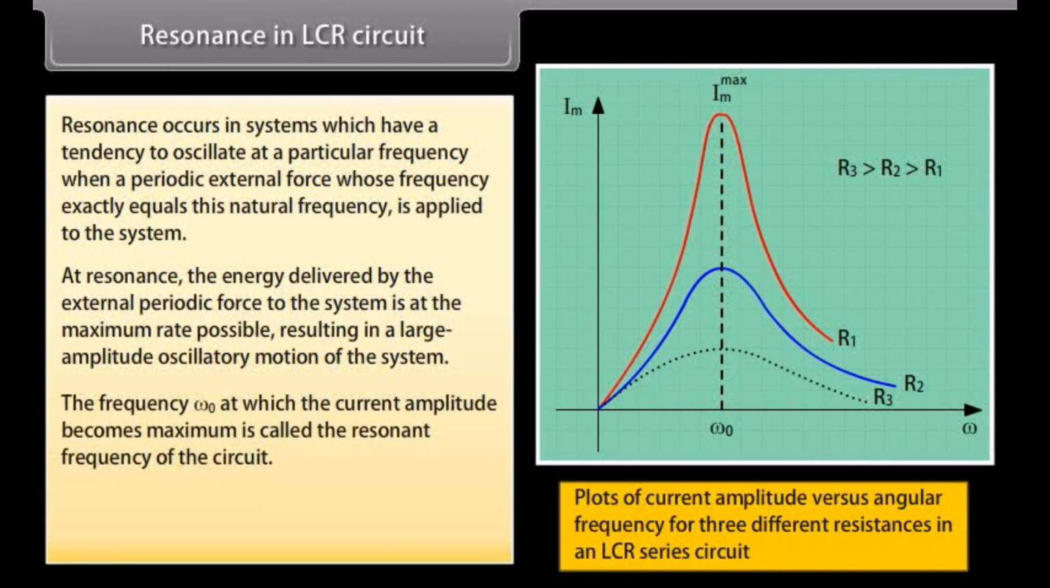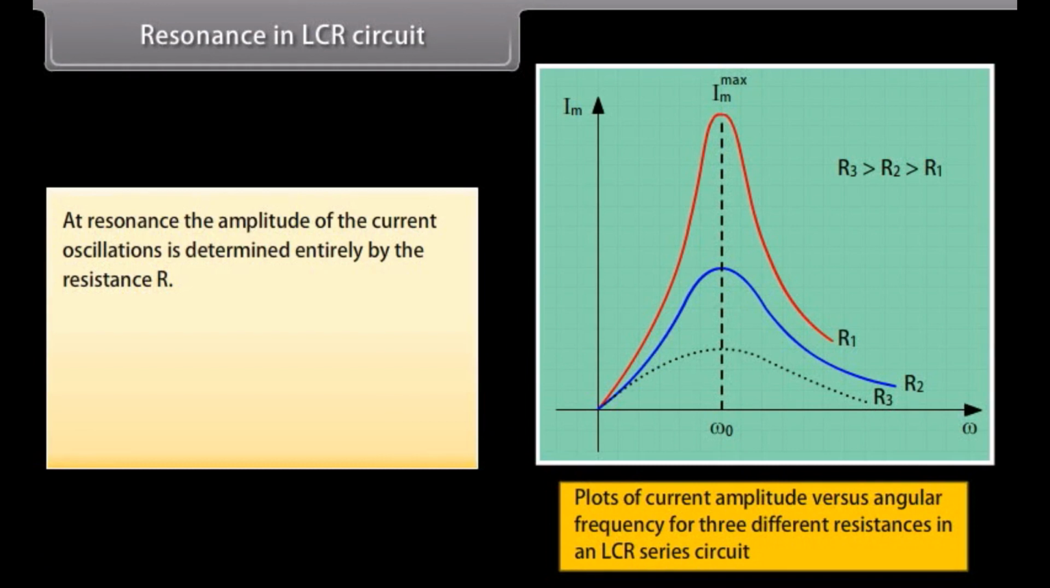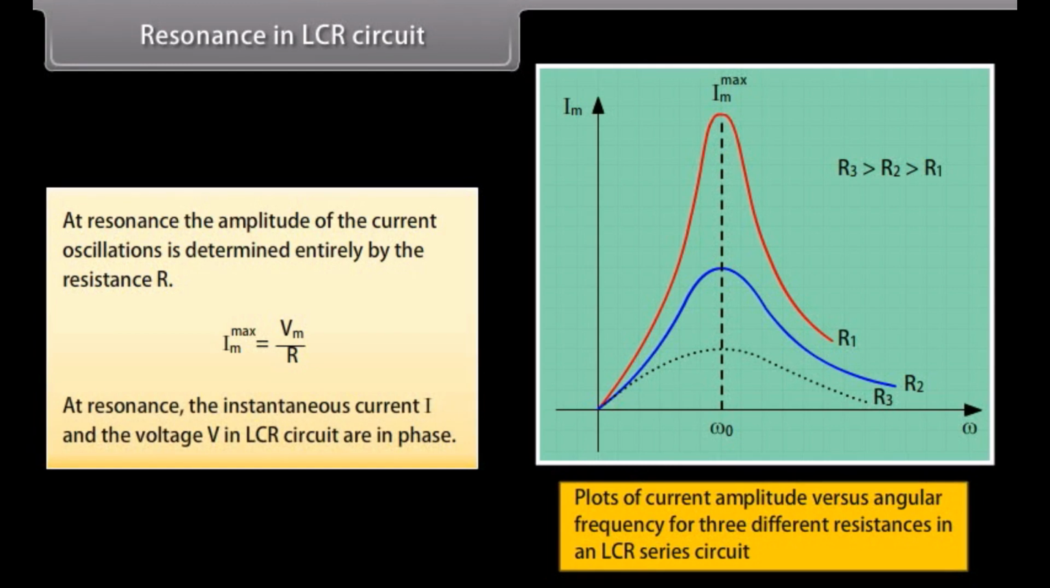The frequency omega naught at which the current amplitude becomes maximum is called the resonant frequency of the circuit. Omega naught is equal to 1 upon under root LC. At resonance, the amplitude of the current oscillations is determined entirely by the resistance R. Im max is equal to Vm upon R. At resonance, the instantaneous current I and the voltage V in the LCR circuit are in phase.